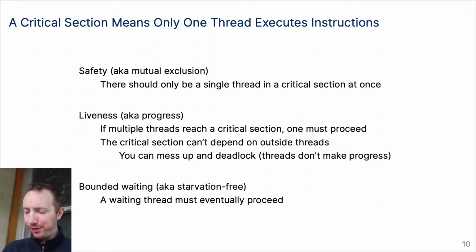And the critical section shouldn't depend on outside threads. You can mess up really easily and cause a deadlock where threads don't make progress, and we'll see that in the next lecture. We don't have to worry about deadlocks today. And then the other property you must have is something called a bounded wait. If a thread makes it to a lock call while another thread has the lock, the waiting thread must eventually proceed, otherwise your program might get stuck.